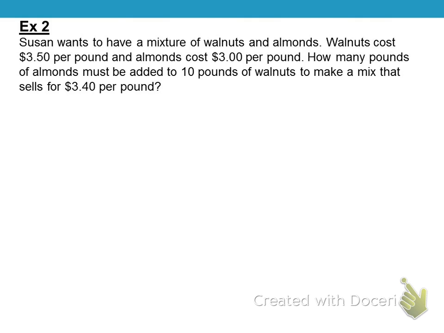So this is a good one, like if you're making something for a bake sale where you want it to be able to sell for a certain profit, right? So she wants to be able to make a mixture that she can sell for $3.40 per pound. Now, walnuts cost a little more than almonds, so it's not as easy as it sounds. She's got to figure out how much of each she wants.